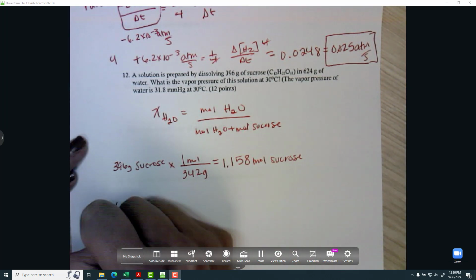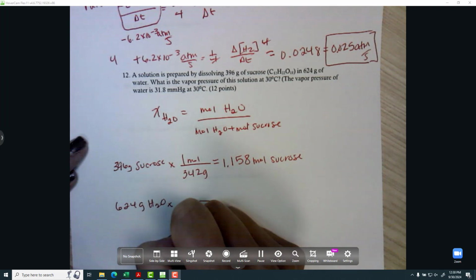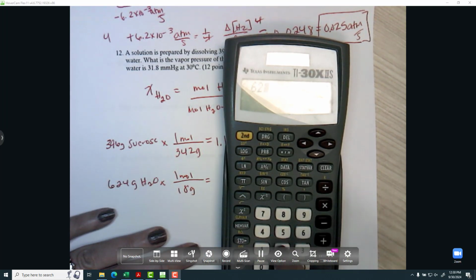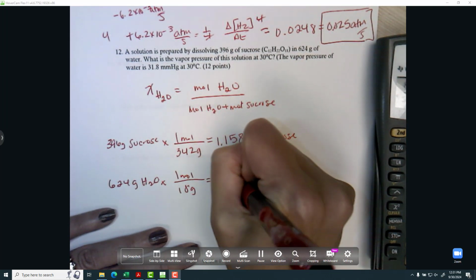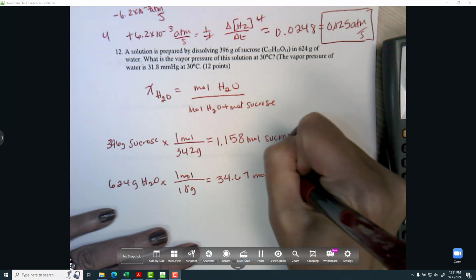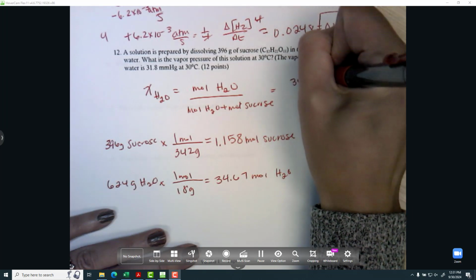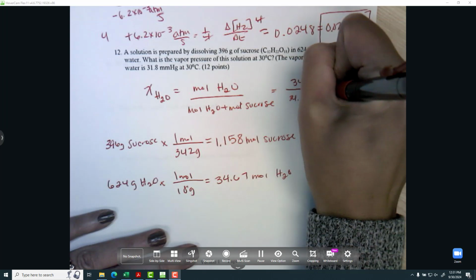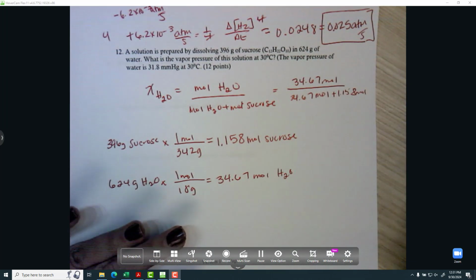And then I need to do the same thing for water, except I already know the molar mass of water is just 18, so 624 divided by 18. And that would be 34.67. That'd be my moles of water. So going back to my mole fraction, I would put this 34.67 on top, and then the 34.67 plus 1.158 on the bottom, and put that in my calculator.